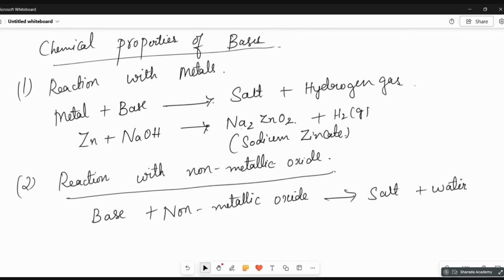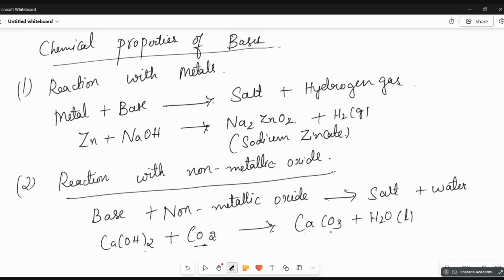So if I consider the base calcium hydroxide, plus non-metallic oxide carbon dioxide, you will get calcium carbonate plus the water. So calcium hydroxide plus carbon dioxide gives calcium carbonate plus the water.